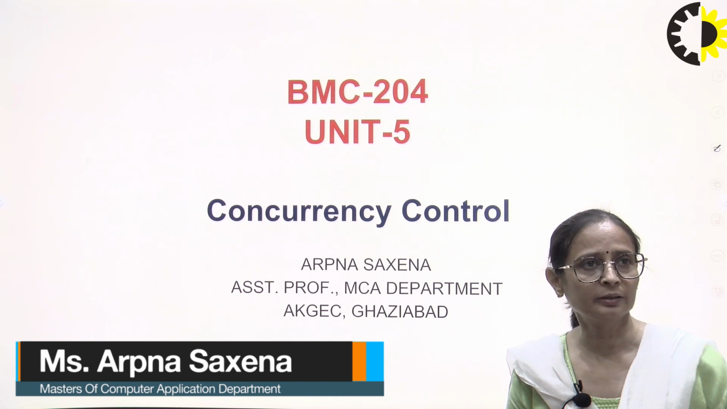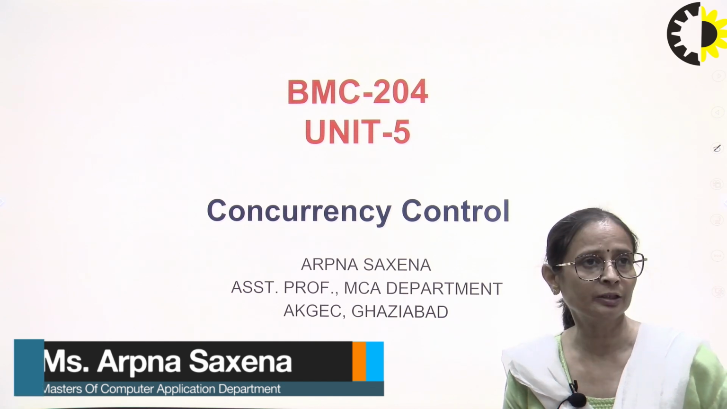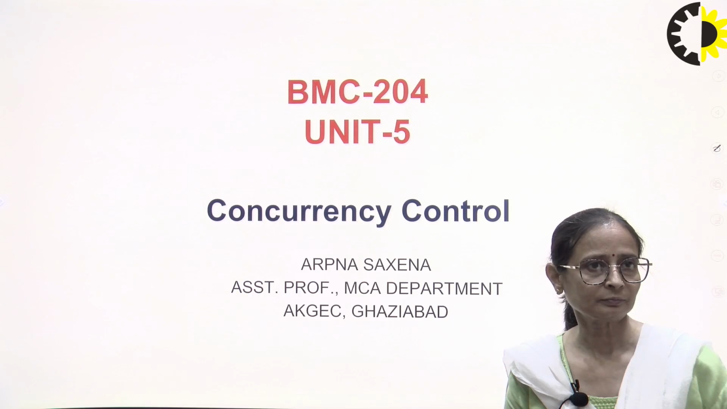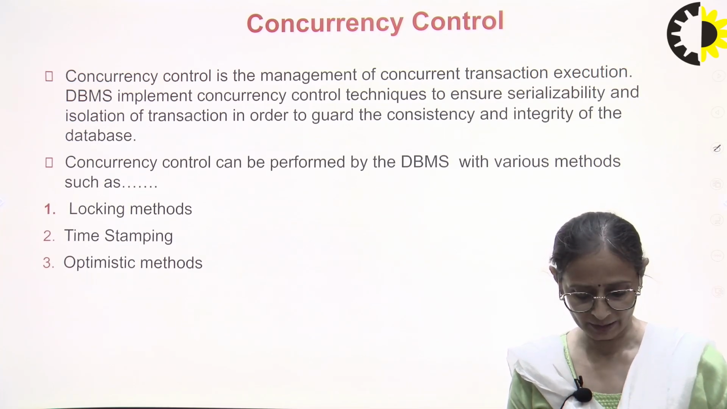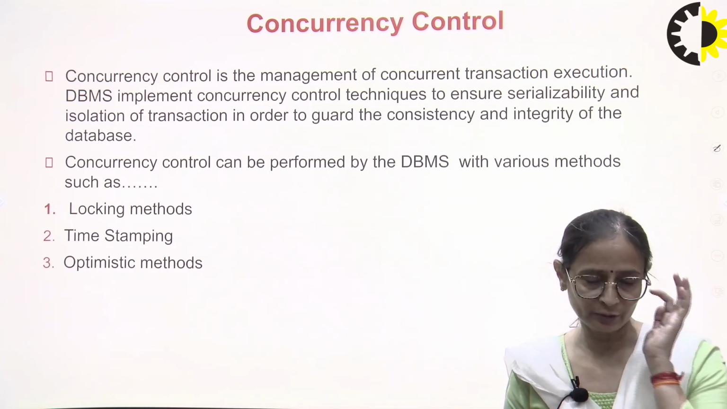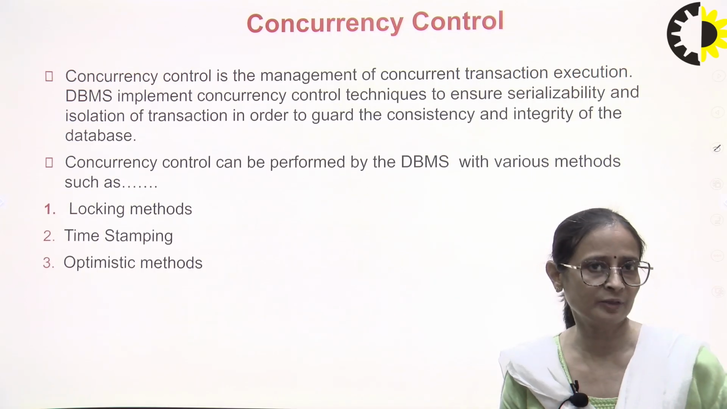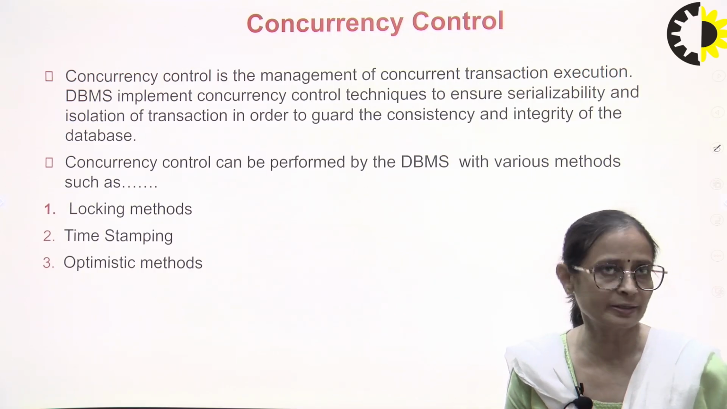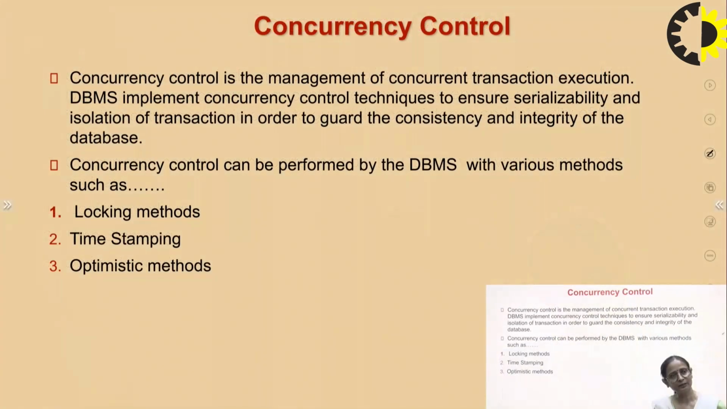The topic for today's lecture is concurrency control, which comes under Unit 5. In the previous unit, we saw the meaning of concurrent transactions. Once we have concurrent transactions in the system, we need certain mechanisms to control their concurrency. This is done by the concurrency control manager, a component of your DBMS.